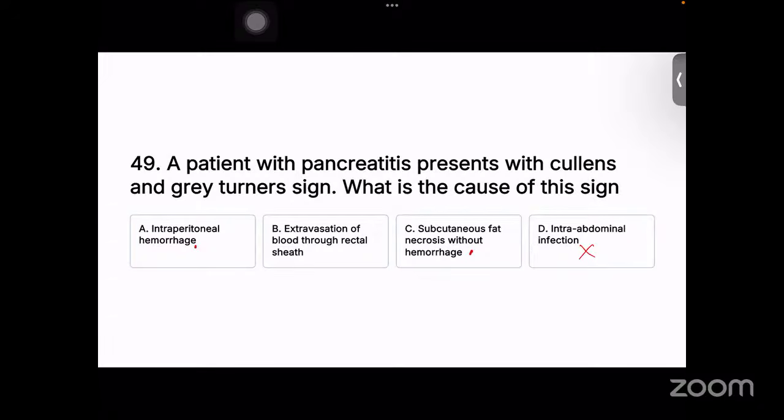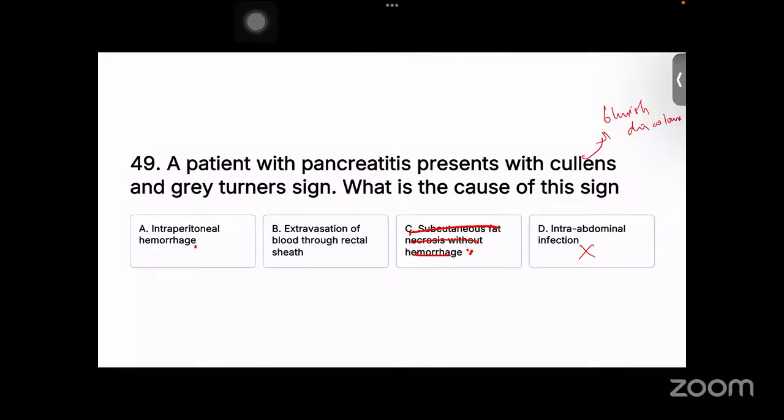Speaking about the fat necrosis, it indicates the blood tracking, okay, not the fat necrosis. Because bluish discoloration goes for the blood, not the fat. So we rule out the fat necrosis. So we have only 2: intraperitoneal hemorrhage, or maybe the extravasation of the blood through the sheath. So Cullen sign is bluish discoloration around the umbilicus. Okay, and Grey Turner sign is a bluish discoloration around the flanks.